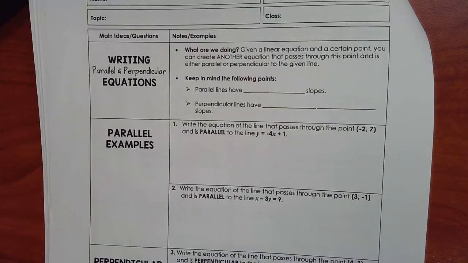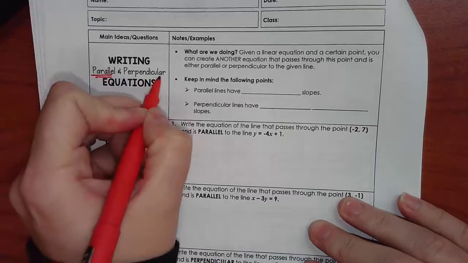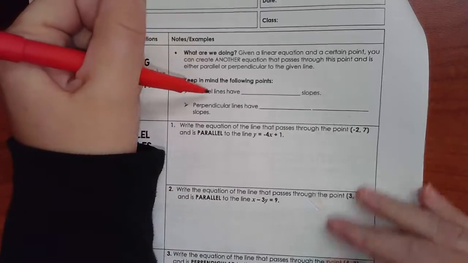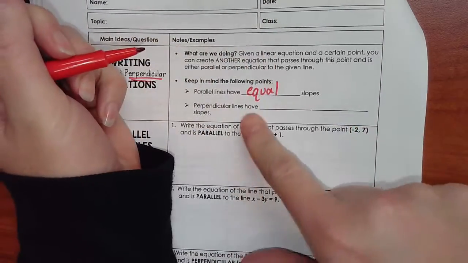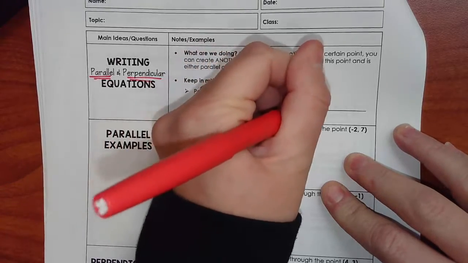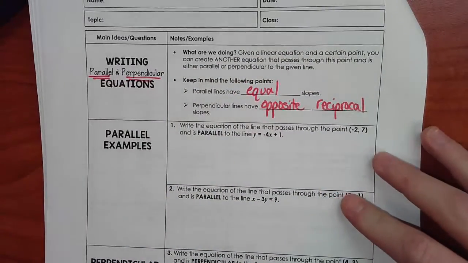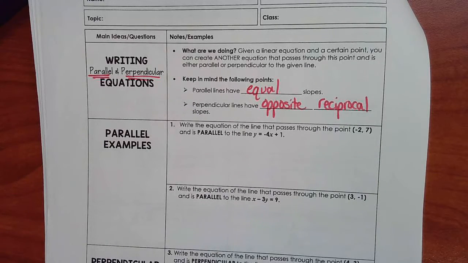So just a quick reminder, a couple of things to keep in mind today, because we are still dealing with parallel and perpendicular lines. Keep in mind that parallel lines have equal slopes, and perpendicular lines have opposite reciprocal slopes. So that's the big thing today, is to be very careful with that. Today we are going to be writing equations of lines that are parallel or perpendicular.